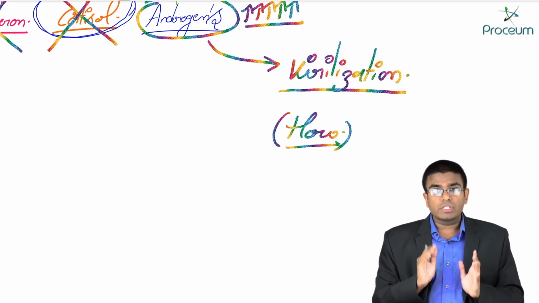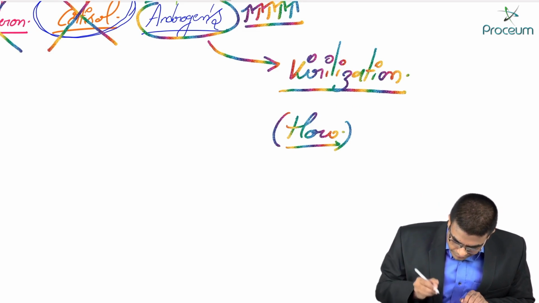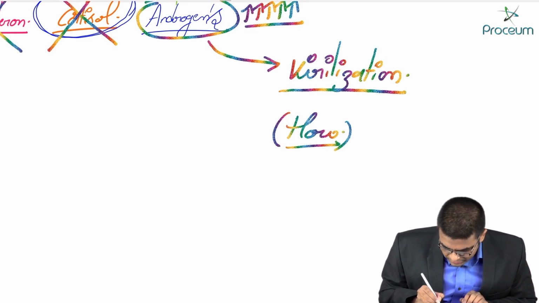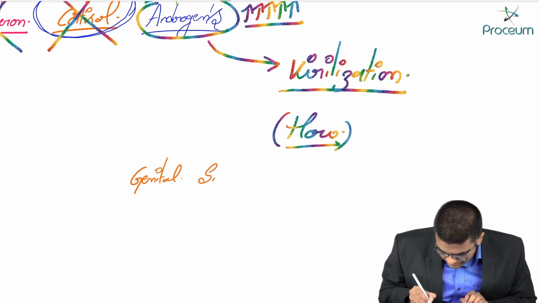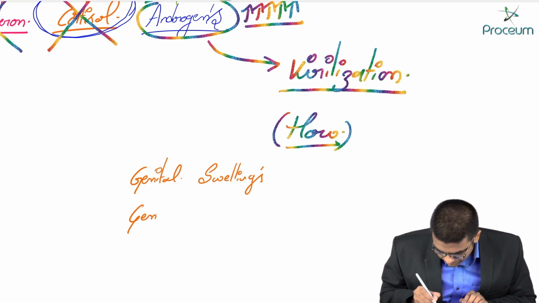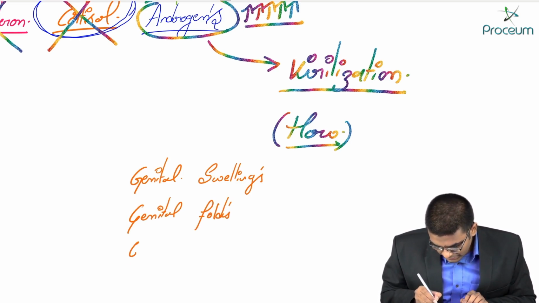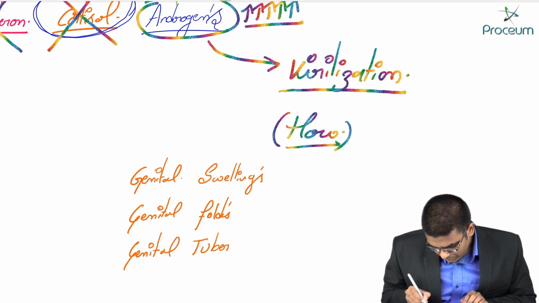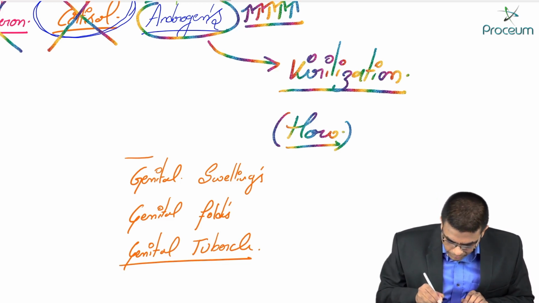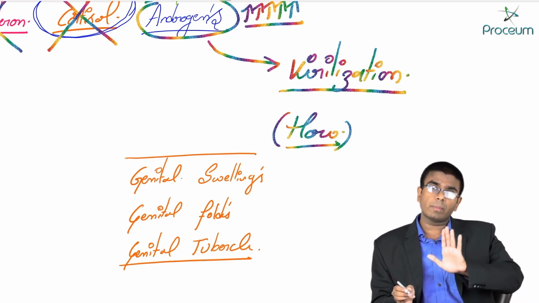usually the embryological structures. Okay, let me show you. Usually these are the embryological structures: genital swellings, genital folds, genital tubercle. Okay, so these are the embryological structures. So don't worry. Okay, let's go one by one.